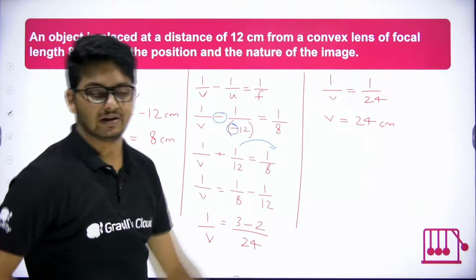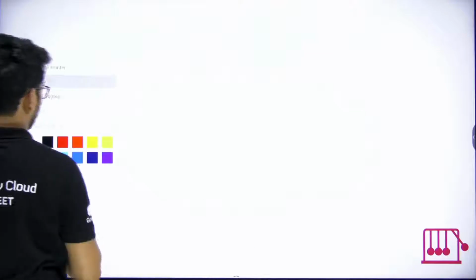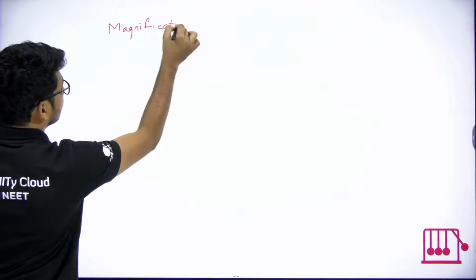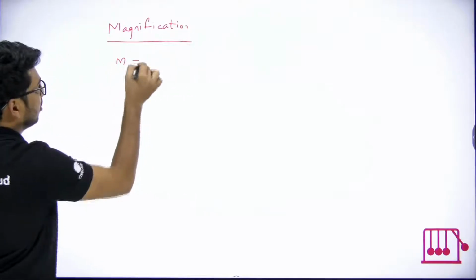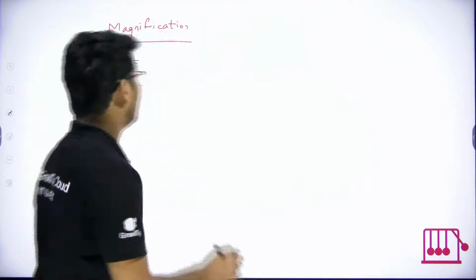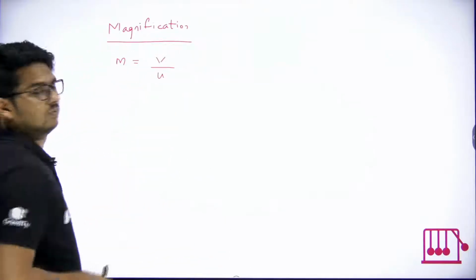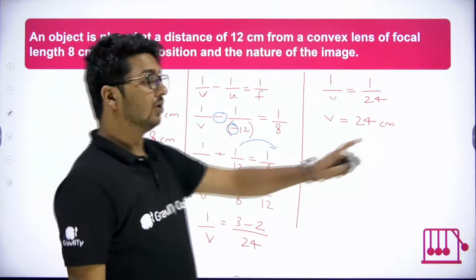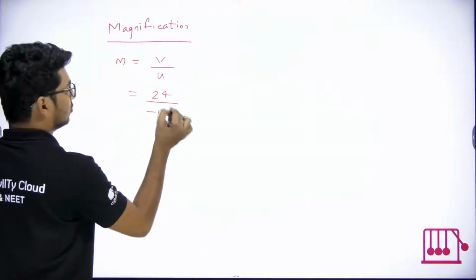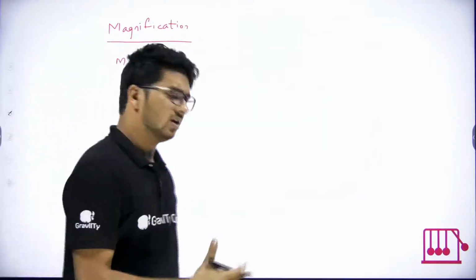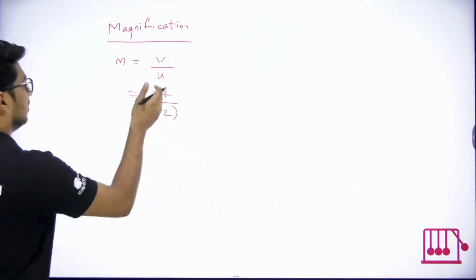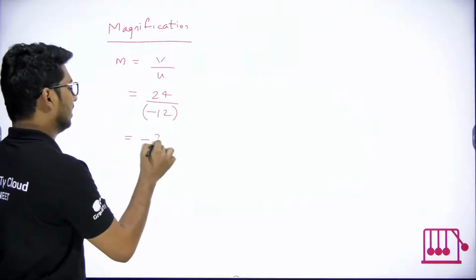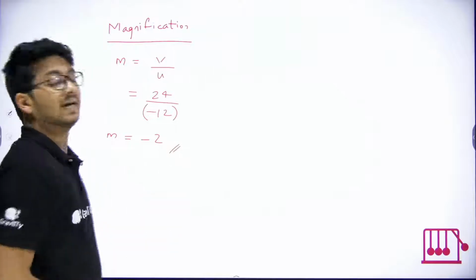Then comes the nature of image. Let's go into that. To understand nature of image, you have to find out magnification. Okay, but what is the formula for magnification by a lens? It will be m is equal to v by u. Simple. Now we got v as 24. U is minus 12. So I'll use minus 12. Take brackets wherever you have negative numbers. Positive upon minus will be what? Negative. Right? And 24 by 12 is 2. So m is equal to minus 2.